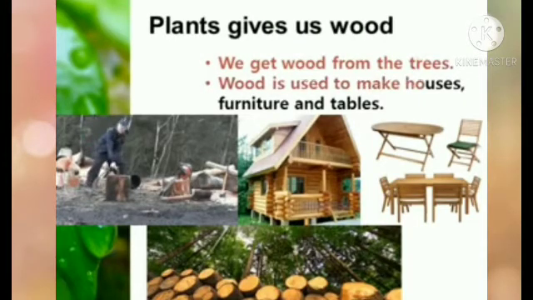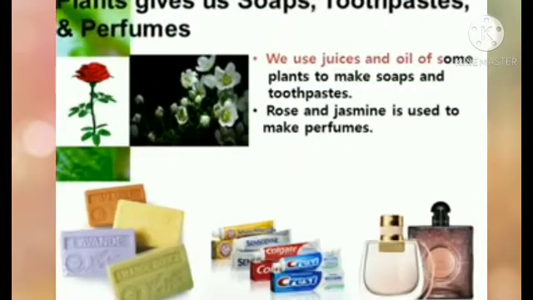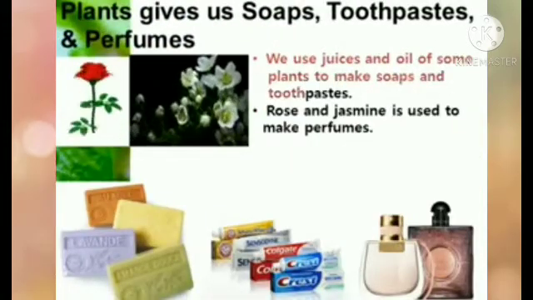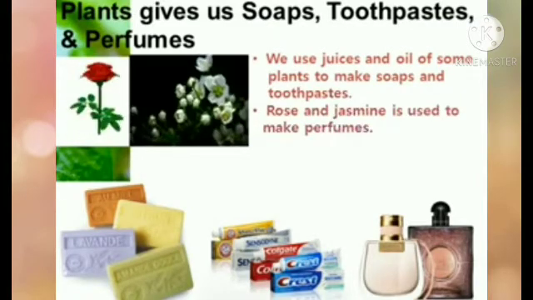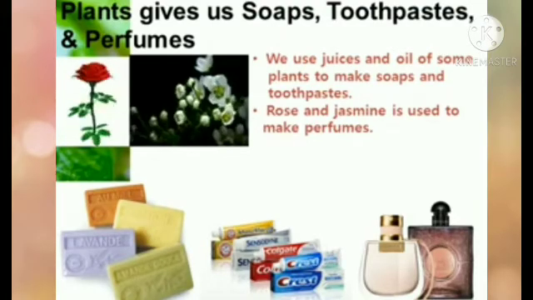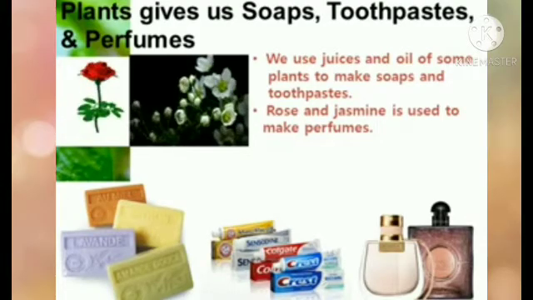Plants give us wood. We get wood from trees. Wood is used to make houses, furniture and tables. Plants give us soaps, toothpastes and perfumes. We use juices and oil of some plants to make soaps and toothpastes. Flowers of plants such as rose and jasmine are used to make perfumes.